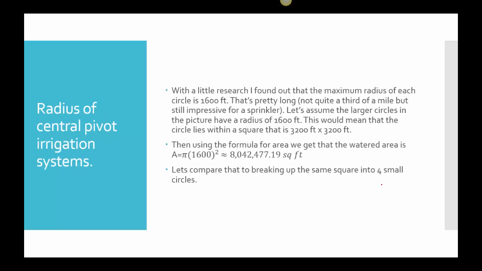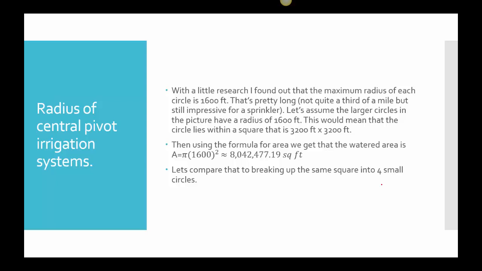All right. So let's go back to talking about that central pivot irrigation system. With a little research, I found out the maximum radius of each circle is 1,600 feet, which is really long. It's about a third of a mile. Think how heavy that is. I think that's really impressive for a sprinkler to be 1,600 feet long.